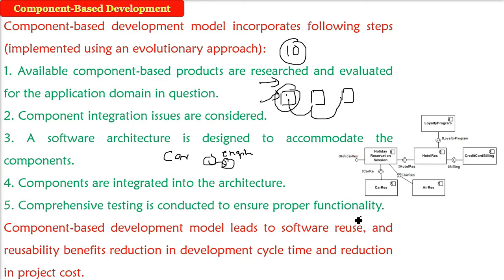Component-based modeling, or development, is all about software reuse, because once you reuse, your time will be less and the project cost will be less. You don't need to start everything from scratch, and you don't need to reinvent the wheel. For example, here you see a holiday reservation, or you can say a hotel reservation. Credit card billing is already made, reservation is already made, loyalty program is already made. So just take them as components, fit them, and then test.